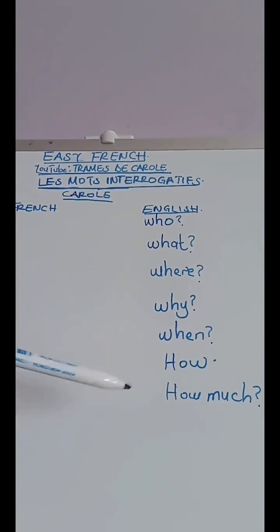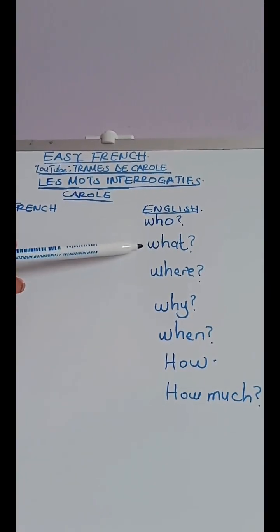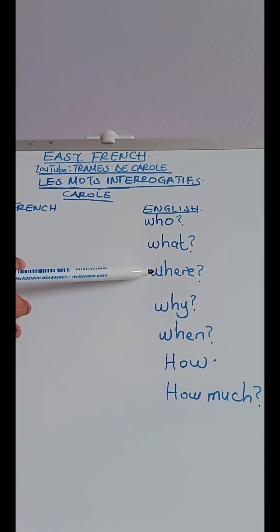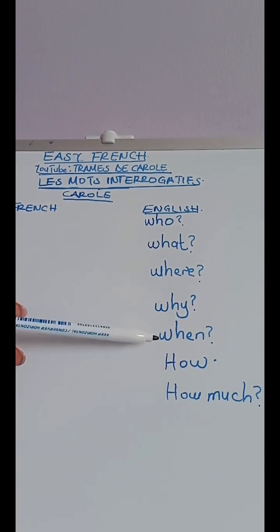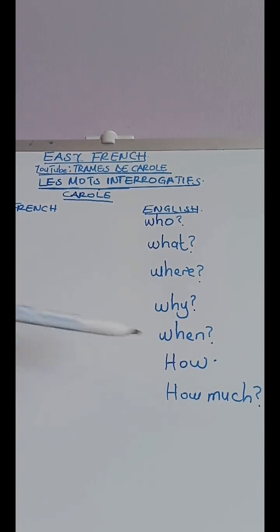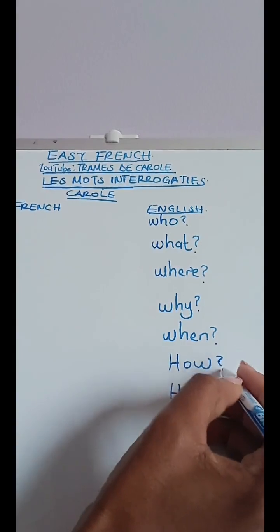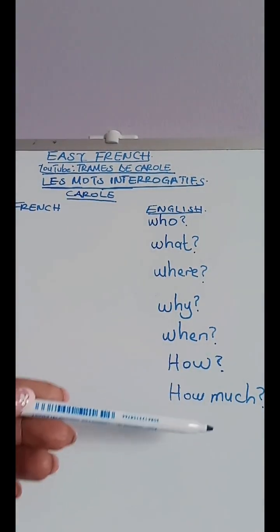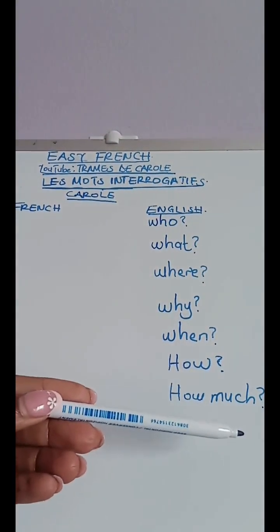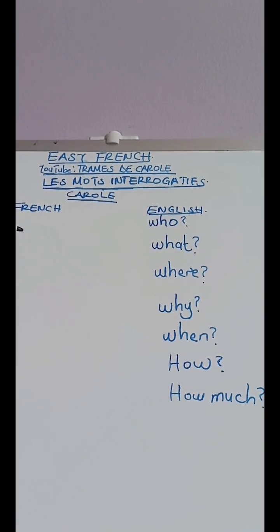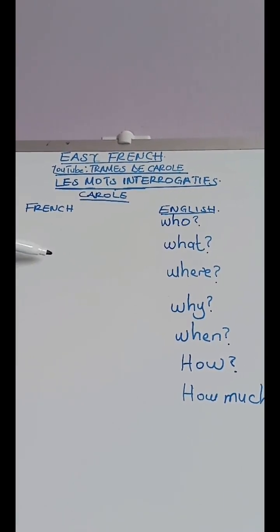Précision en anglais. Oui, donc who, what, where, why, when, how, and how much. We're going to write them in French, d'accord? We're going to write them in French, then we get to the pronunciation part.